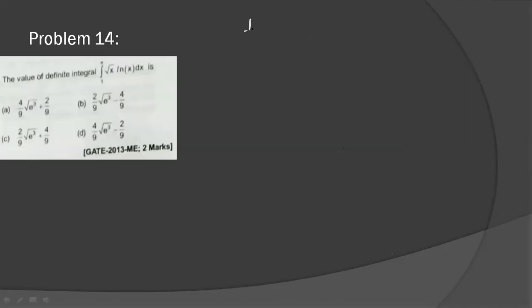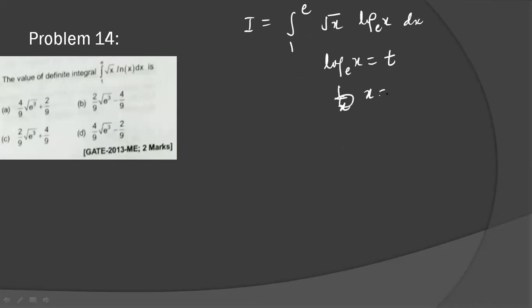The next problem is the integral from 1 to e of 1 over root x log x dx. So I'm giving you just substitution. Let log x equal to t you replace. So x equal to e to the power t, then dx will be e to the power t dt.